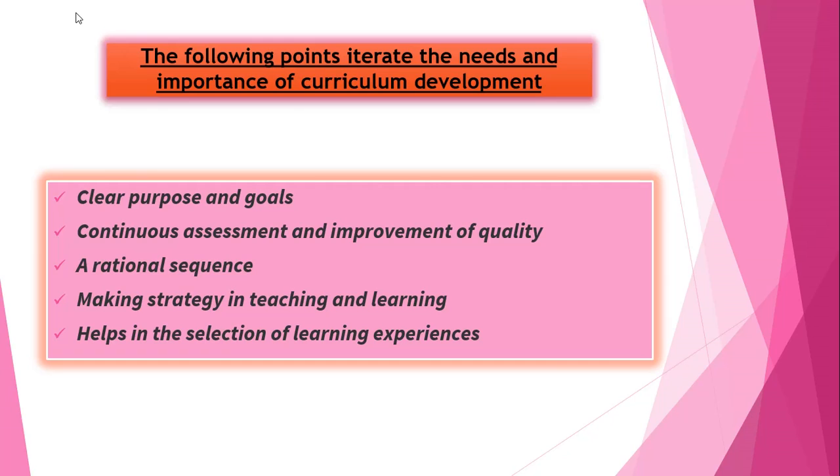Third point, rational sequence. In a curriculum, educational activities are carefully ordered in a developmental sequence. This developmental sequence helps to form a well-planned curriculum based on intended goals and outcomes of the curriculum and its constituent courses. Fourth point is making strategy in teaching and learning.